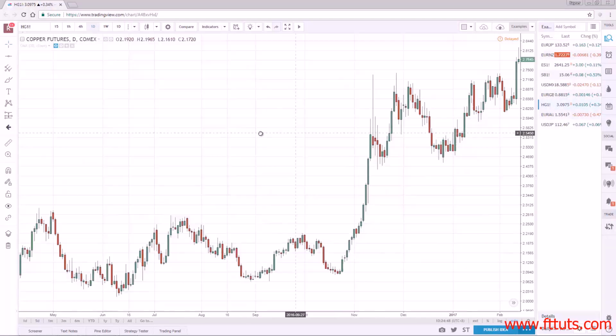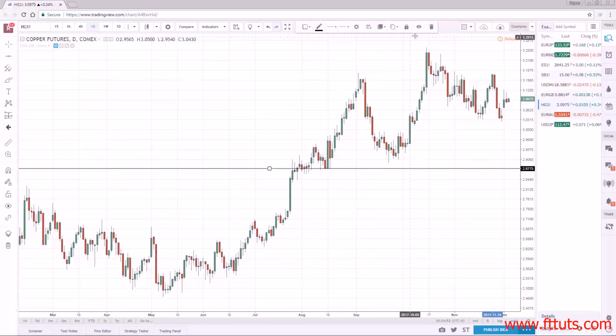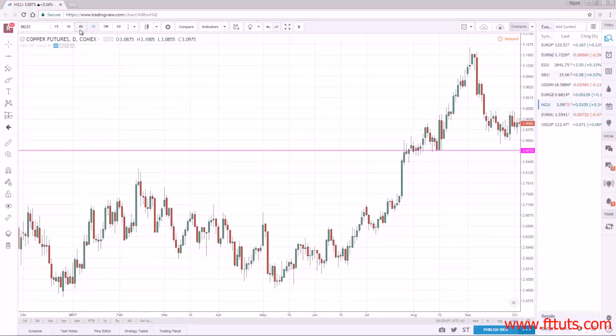Another example is this one over here. This is copper. So again, let me just change this to pink color so we are looking at the same level. So this portion, this time around, the market didn't come close to support, unlike the previous trade. But remember, support is an area. So this is an area of support. And you go down to the 4 hour time frame.